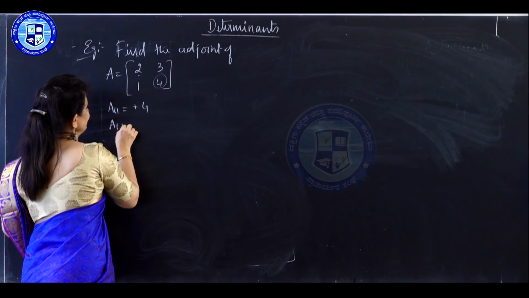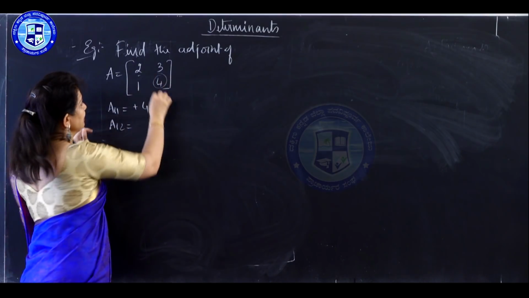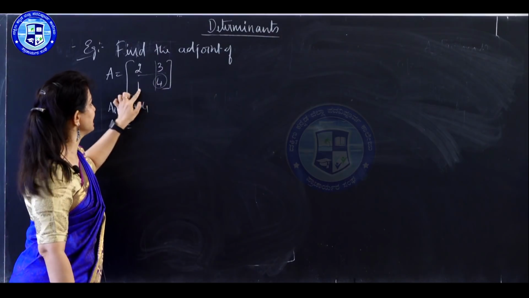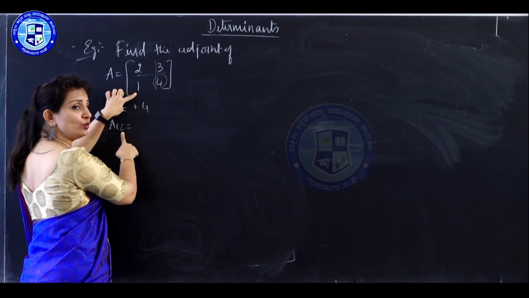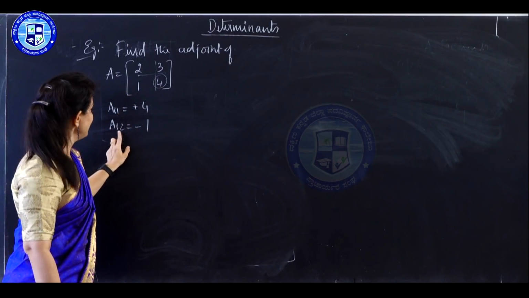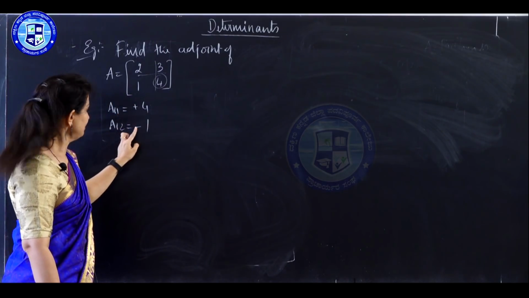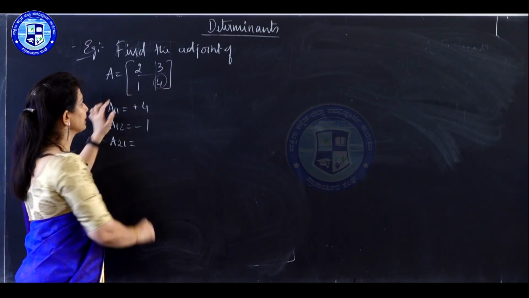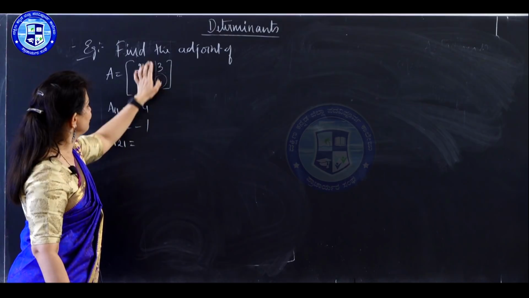Next, A12, deleting the first row and second column. Eliminate the first row and second column. The 1 plus 2 is an odd number, so minus 1. If you add the indices and you get an odd number, then write minus. Minus 1. A21, delete the second row, first column.